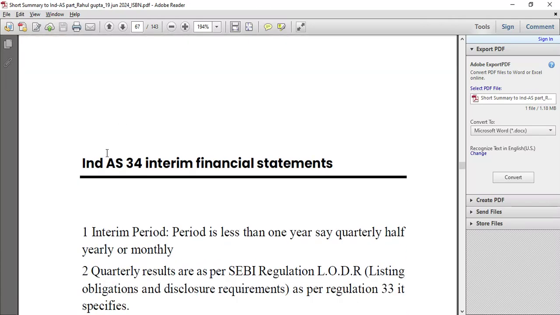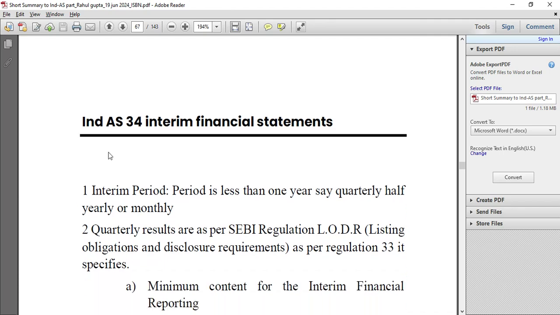Interim period. What are interim financial statements? Those are the financial statements where the period is less than 1 year, say quarterly or half yearly or monthly. Quarterly results are as per SEBI regulation LODR, Listing Obligations and Disclosure Requirements, as per regulation 33.